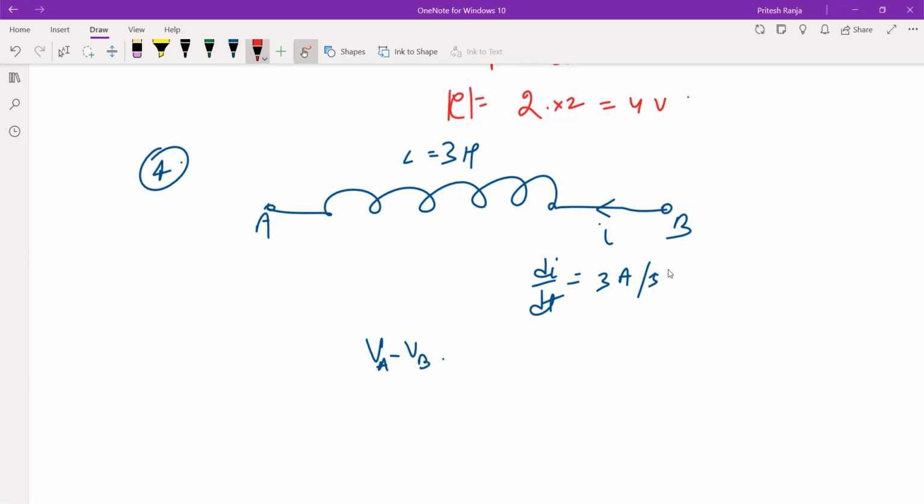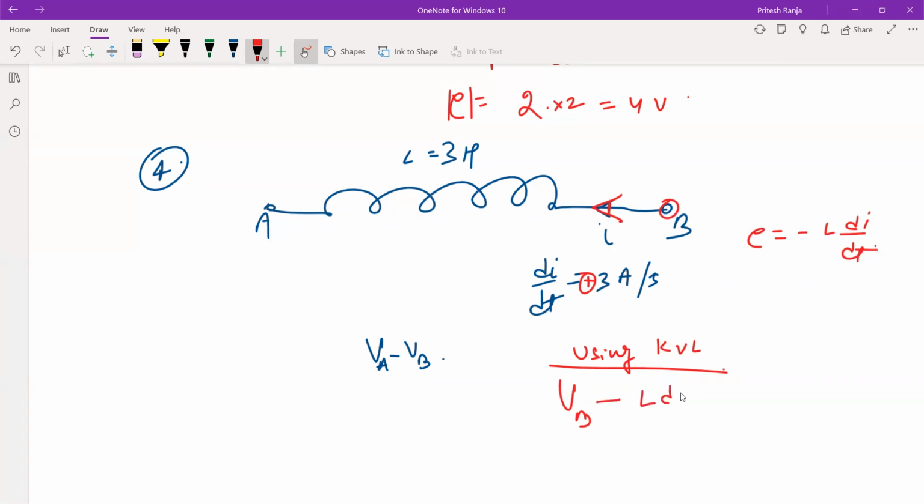So let us apply Kirchhoff's voltage law. We will start from point B, VB, because current is flowing in this direction, right? That's what we consider while using KVL. So VB, and this current is increasing. That means the EMF will be induced in the opposite direction. So let us write the expression of EMF. Let us not think about whether current is increasing or decreasing. What is EMF? Always minus L di by dt. Right? We will not think about whether the current is increasing or decreasing. So we will use KVL.